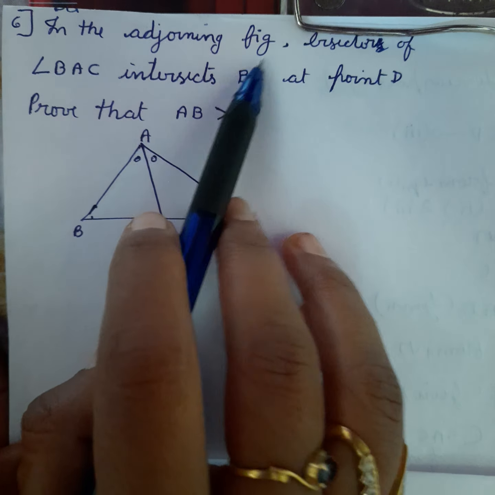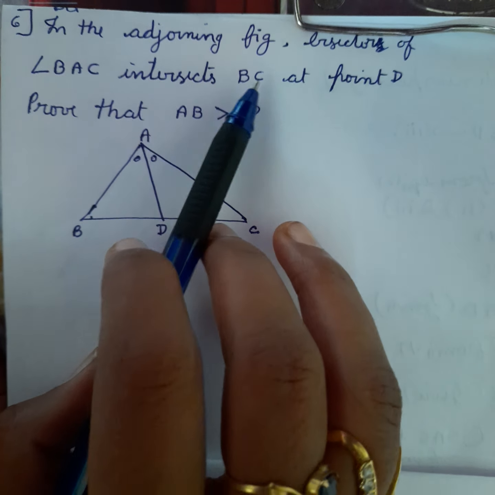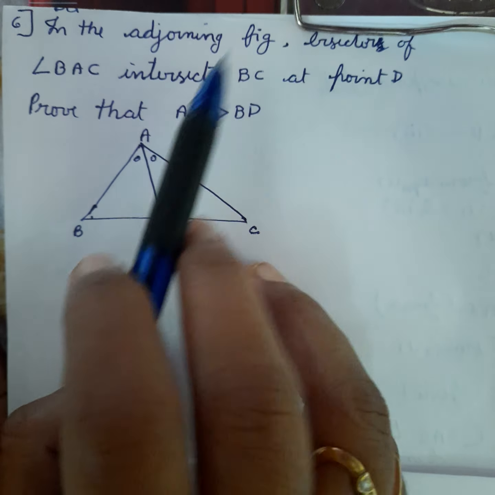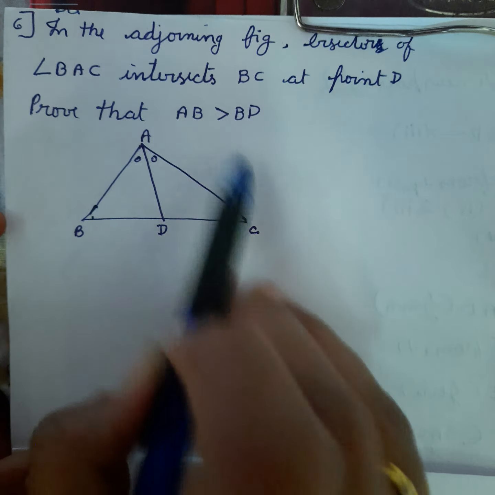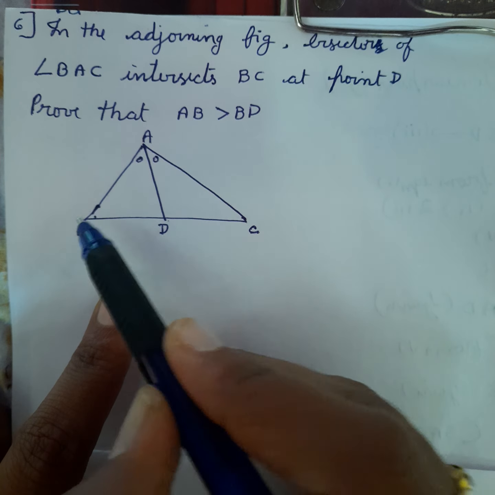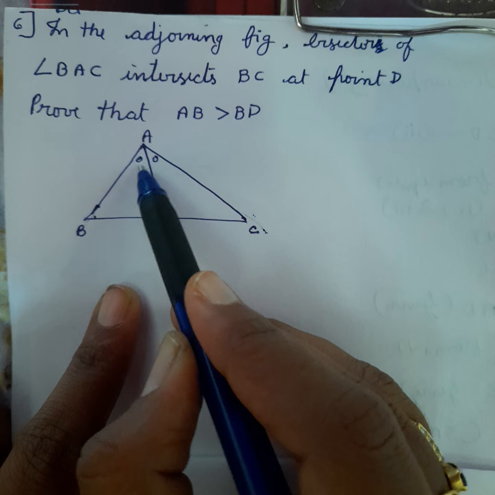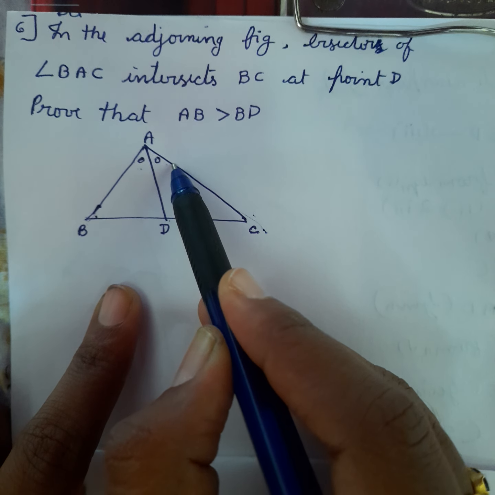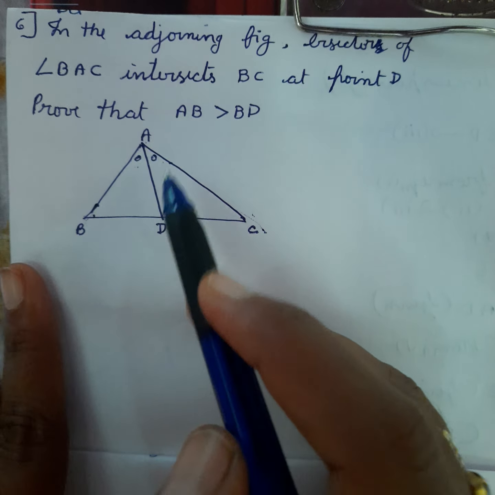In the adjoining figure, the bisector of angle BAC intersects BC at point D. Prove that AB is greater than BD. So in the given figure, AD is the bisector of angle BAC. Angle BAC is divided into two equal parts by the bisector AD. That's why it is called bisector.